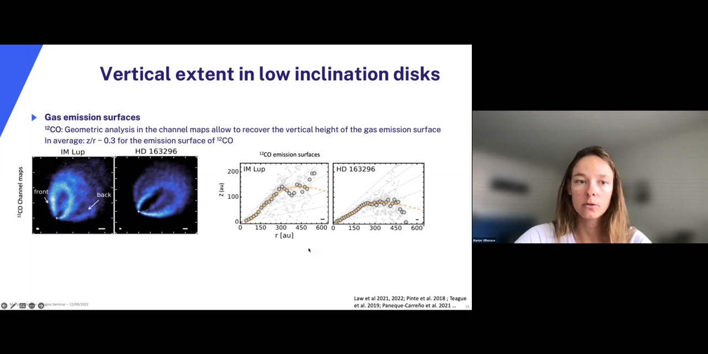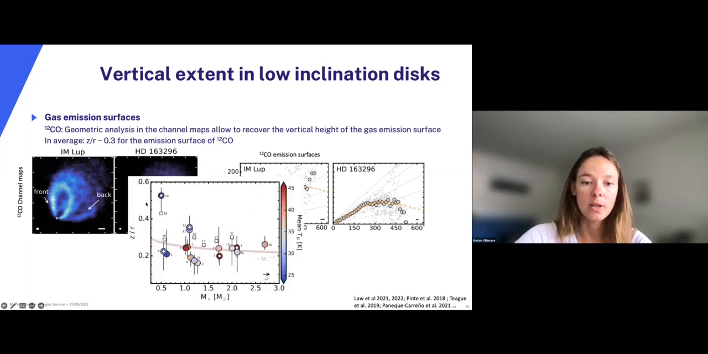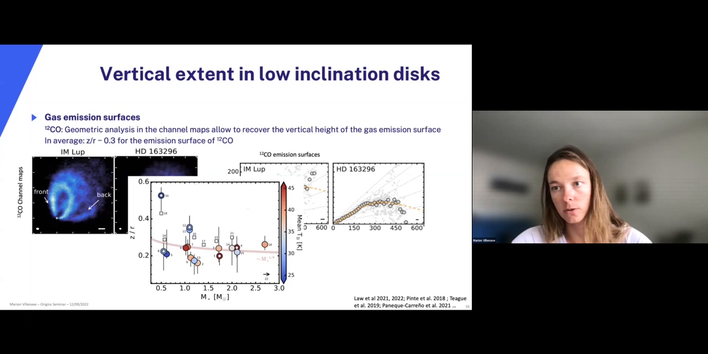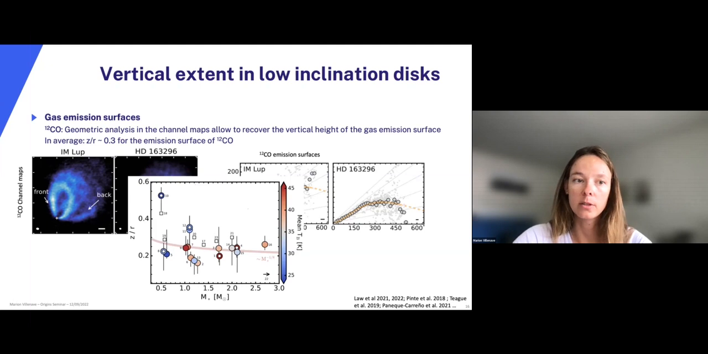And so this has been done in a number of systems now, and the typical height for the emission surface gives a Z/R ratio of 0.3, which is slightly dependent on the stellar mass. As you can see here, these are estimates from the recent paper by Law from 2022, where he finds that the height of the emission from the CO slightly decreases with the stellar mass, which would be consistent with what we expect for the scale height, but is not direct because, again, we are probing the emission surface rather than the actual surface density, gas scale heights.